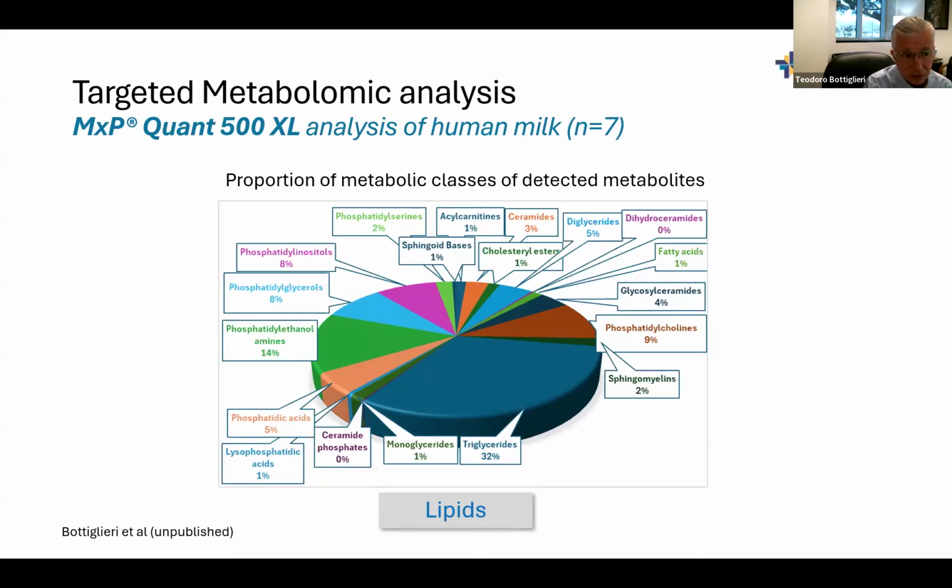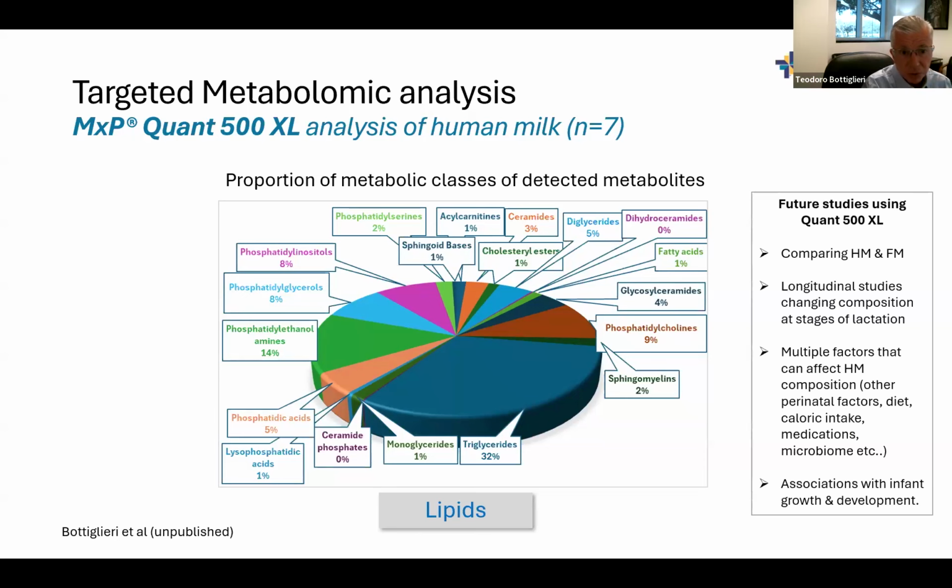And there are a number of other important lipid classes and lipid species that can be detected now using this kit. And I think this would be good to go forward in future studies comparing human milk to formula milk. And we have studies already underway in collaboration with Dr. Sharon Donovan at the University of Illinois.